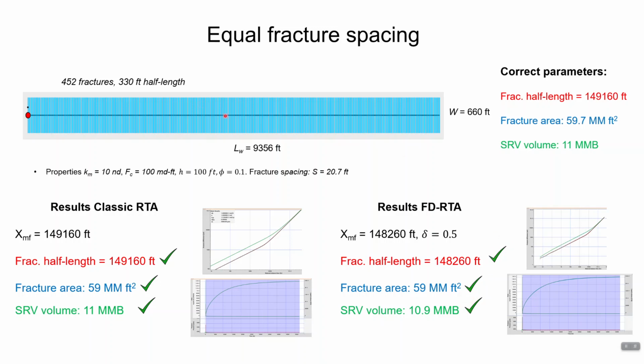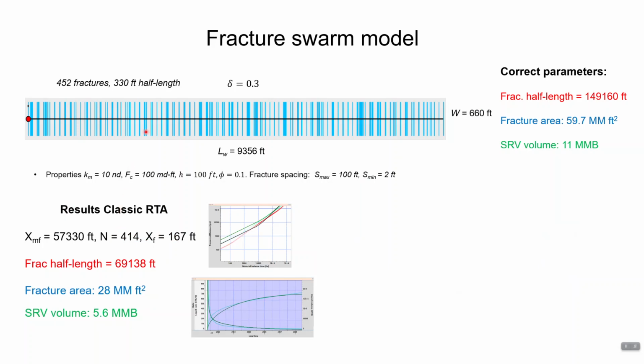For cases in which the fractures are equally spaced, as long as the fractures are equally spaced, the classic RTA works just fine. But let's apply it to the unequally spaced model. And again, I know the answer.